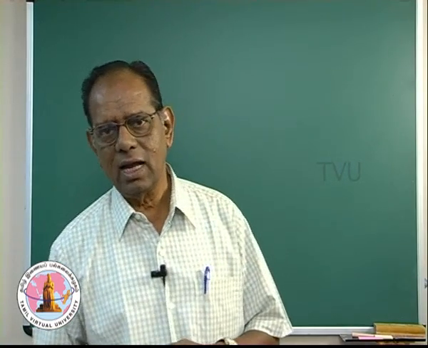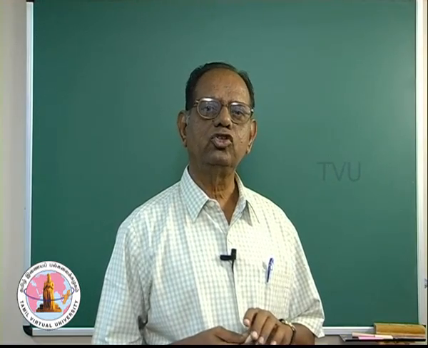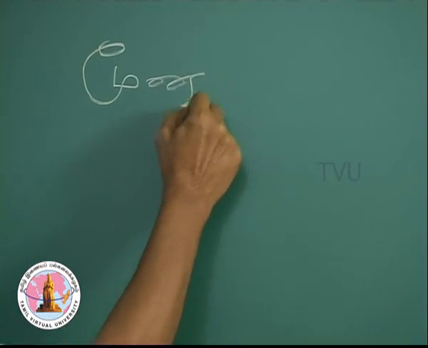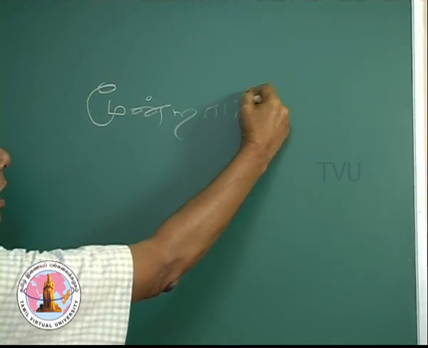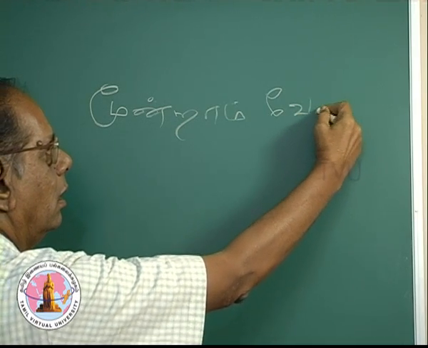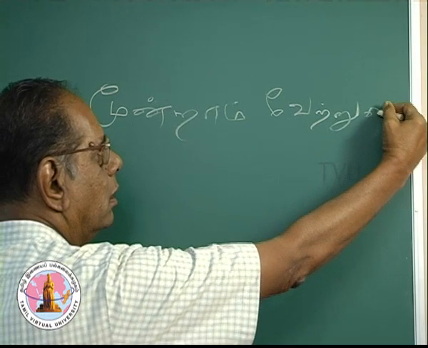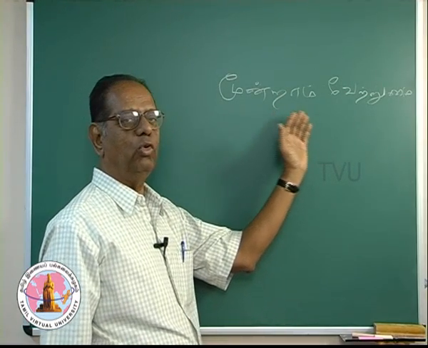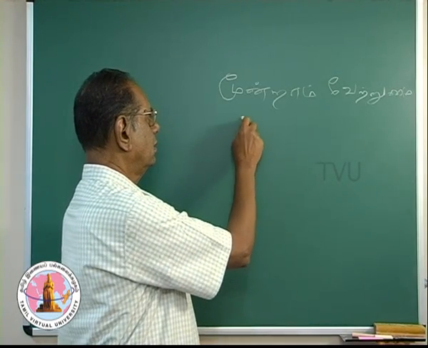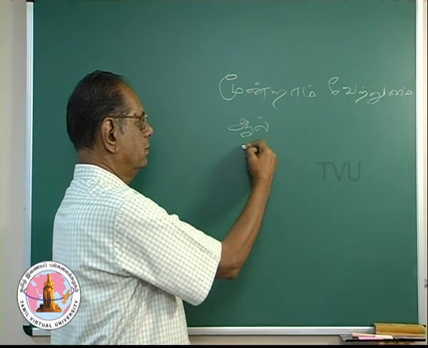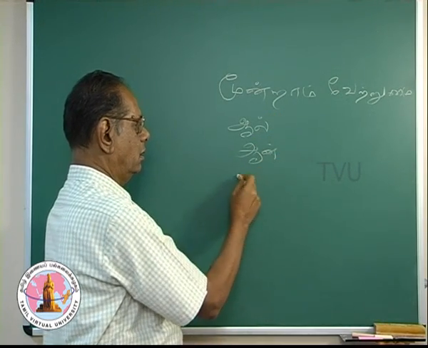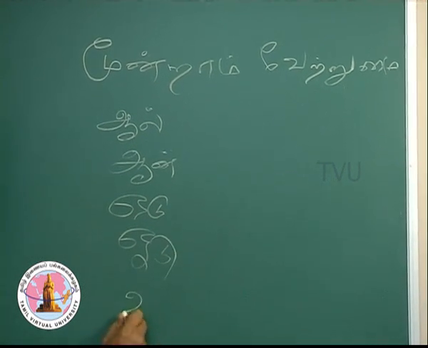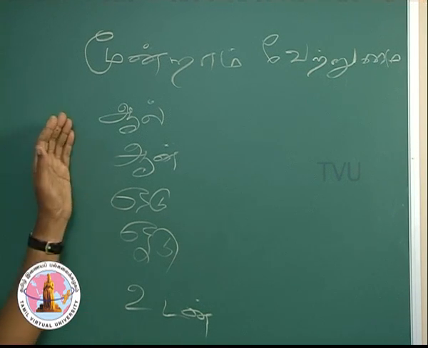Friends, in the last class, we started studying the instrumental case. Instrumental case is called மூன்றாம் வேற்றுமை. And this மூன்றாம் வேற்றுமை has so many case symbols.